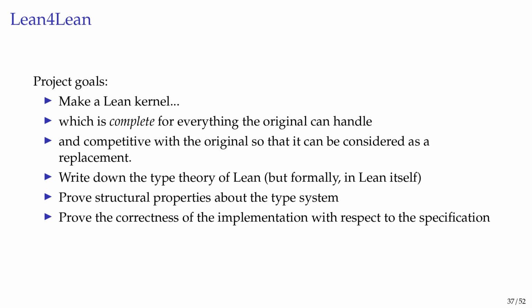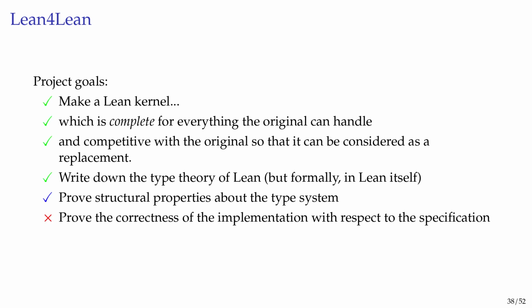So the project goals for Lean4Lean are to make a Lean kernel which is complete for everything that can be handled by the original Lean kernel, and also that it's actually competitive, that it is usable as a kernel in practice, so that it can be considered as a replacement for the original kernel. Then I want to write down the type theory of Lean, but formally, this time in Lean itself, prove some structural properties about the type system, like the ones I showed before, and then prove the correctness of the implementation with respect to the specification.